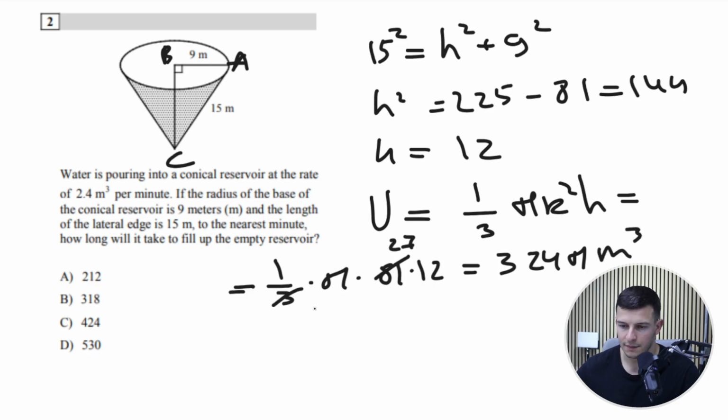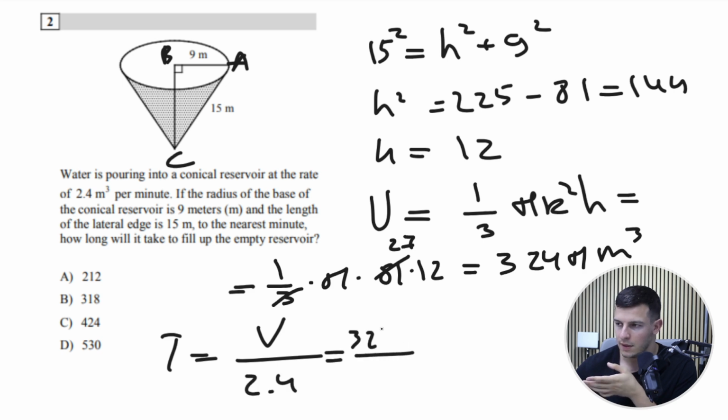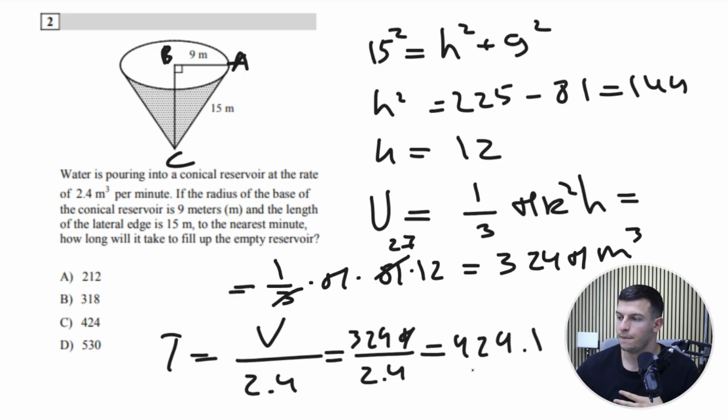Okay, but we're not done. We're not done because it says it's per minute we're filling out 2.4 cube meters. So we need to know how long will it take. So to find the time, we need to divide the volume by rate. So this is going to be 324 pi divided by 2.4, and that's going to be, according to my notes, 424.1, 420.1, so C is the correct answer here.